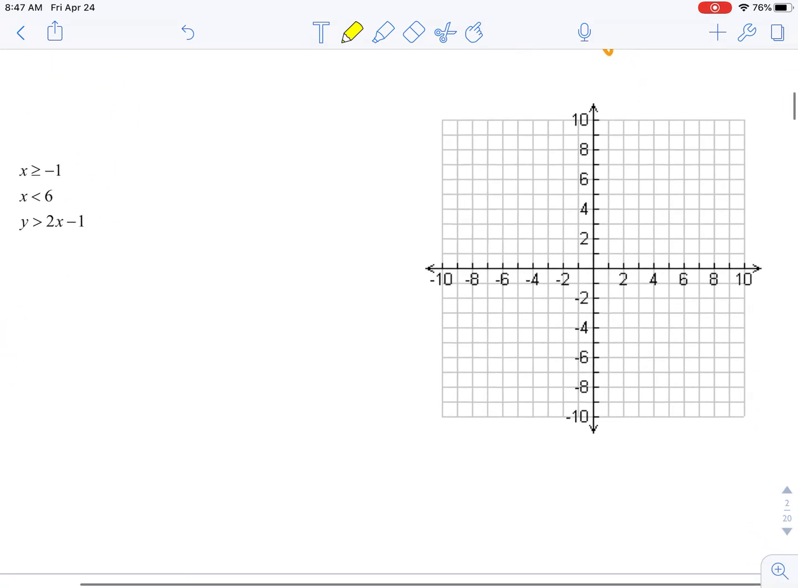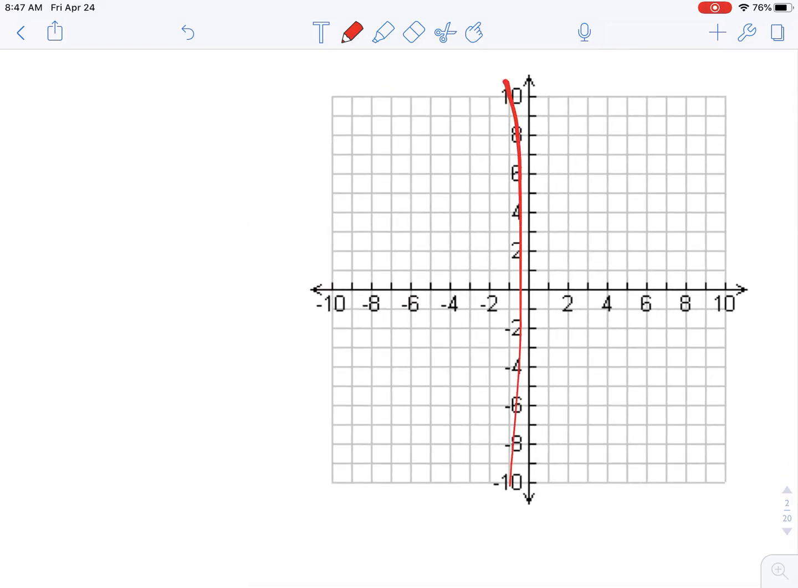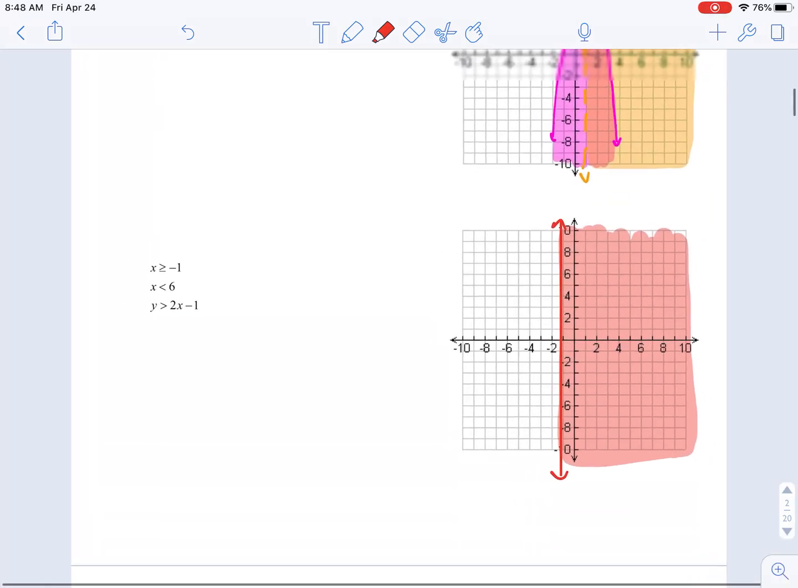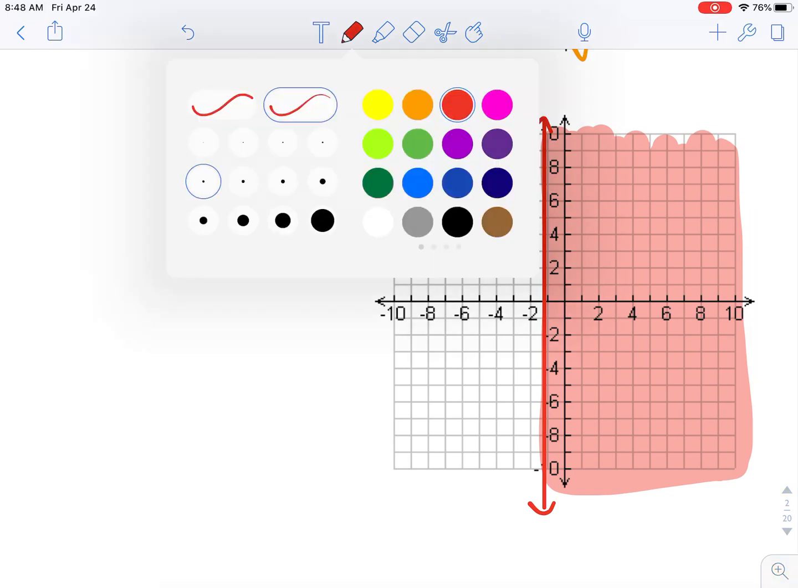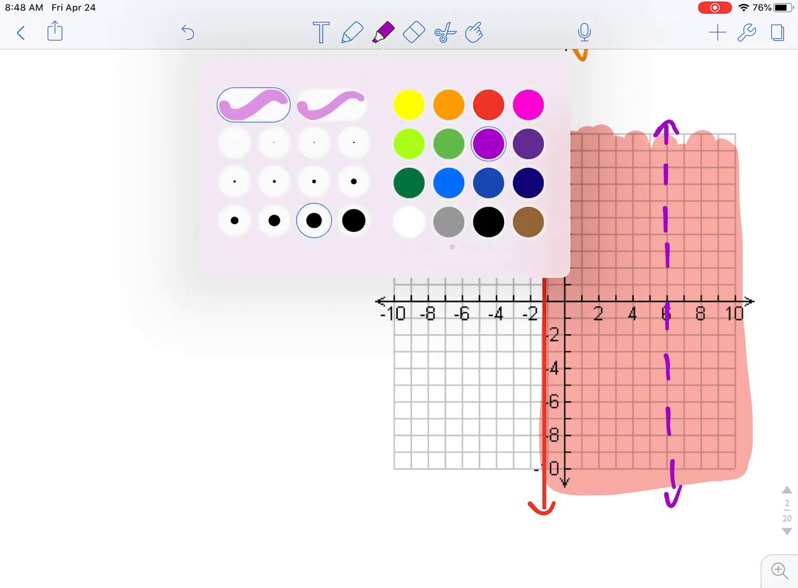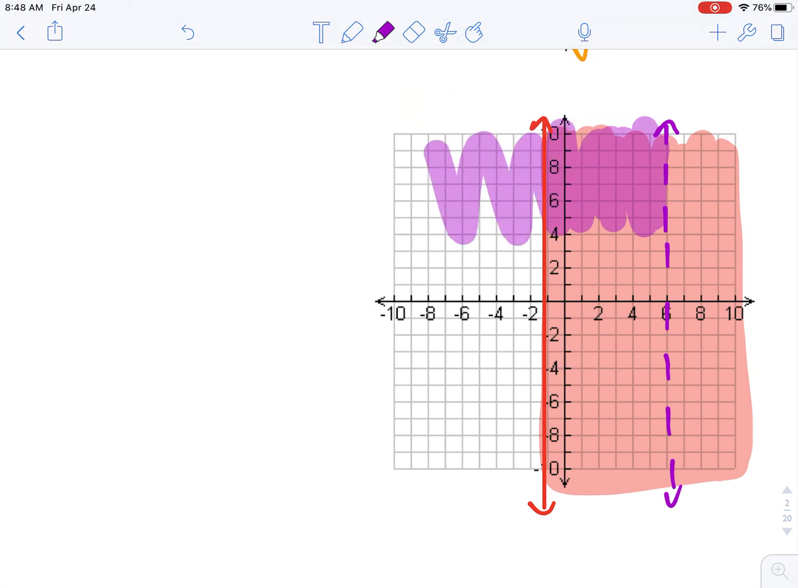The next one, it says x is greater than or equal to negative 1. That is a vertical line. And greater than is going to be shaded to the right. And next, this one says x is less than 6. Less than 6 is going to have a dashed line at 6, also vertical. And less than means we're going to be shading to the left. And you can start to see the overlap is between those two vertical lines.